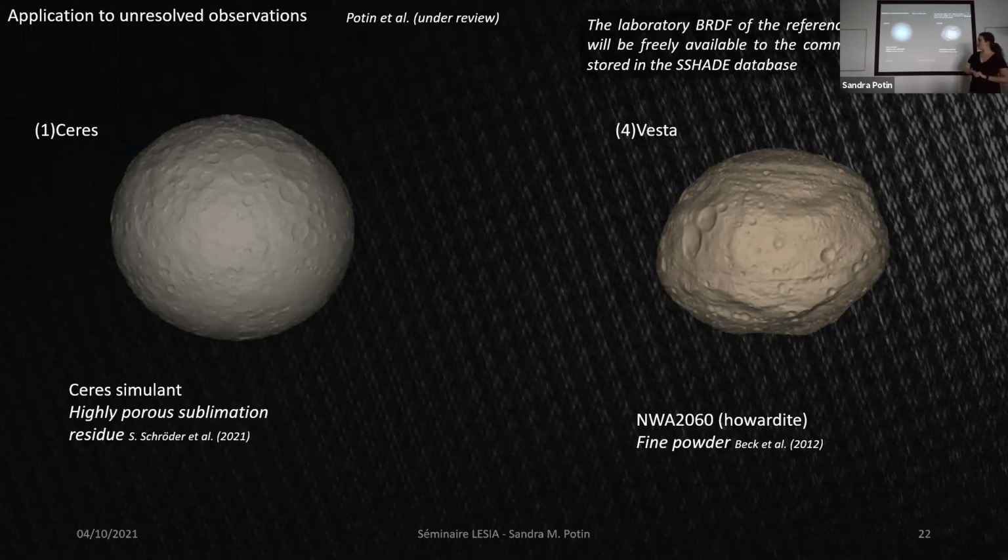On Ceres, we applied a Ceres simulant that had been rendered highly porous by a sublimation experiment. So we have the blue color of Ceres. And on Vesta, we used a meteorite that is a diogenite, so similar to the composition of Vesta.